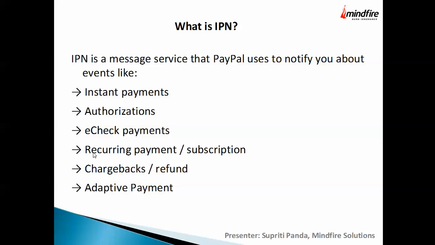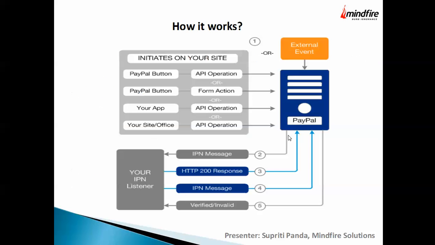It can also be used for recurring payments or subscriptions, chargebacks, refunds, or adaptive payments. I showed you on my last slide that for adaptive payments there is an option where you define the IPN URL. We'll see that later. Let's see how IPN works. You should know the concept, then how it works, so you have a clear idea of what IPN does and how it works.